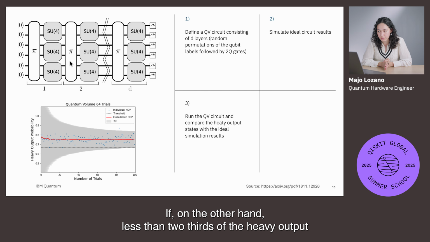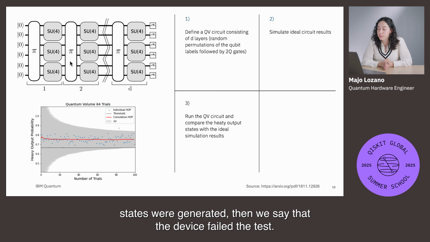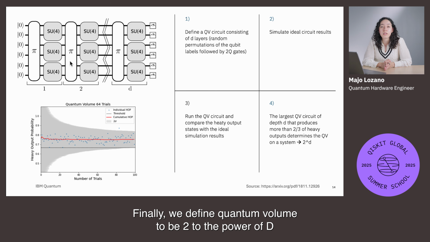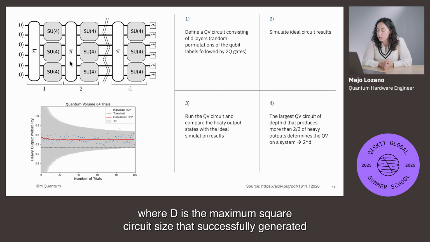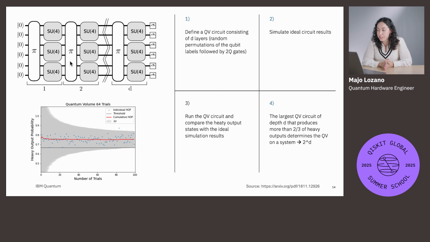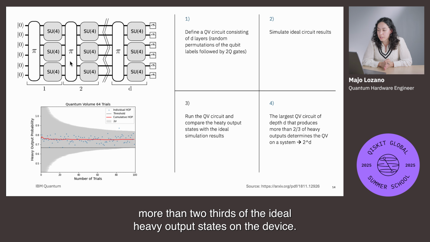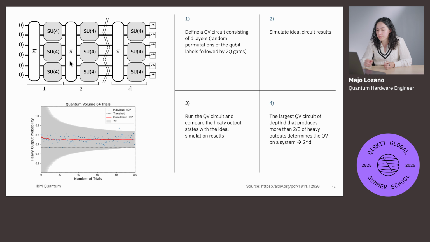If, on the other hand, less than 2/3 of the heavy output states were generated, then we say that the device failed the test. Finally, we define quantum volume to be 2 to the power of d, where d is the maximal square circuit size that successfully generated more than 2/3 of the ideal heavy output states on the device.